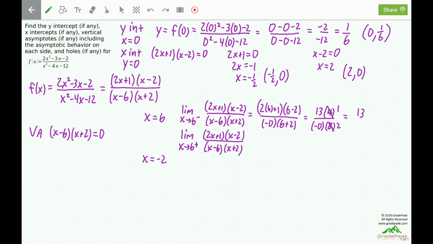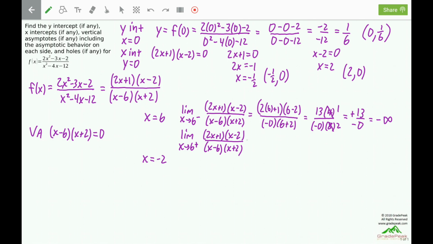13 times 1 is a 13. A negative 0 times a 2 is a negative, and 0 times 2 is a 0. 13 in the numerator is a positive. Positive over negative is negative. Non-zero over 0 is infinity for a limit.